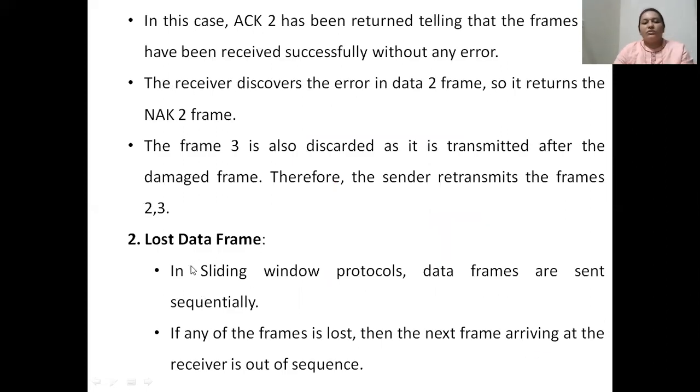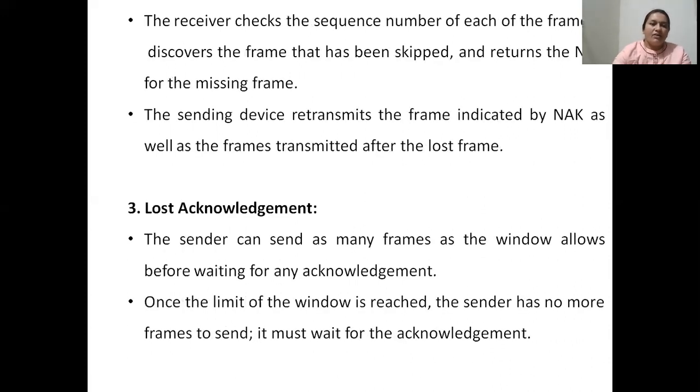The retransmission can also occur in case of a lost data frame. Lost data frame means the data frame was lost in the transmission without reaching the receiver. In sliding window protocols, data frames are sent sequentially, one after the other. If any frame is lost, then the next frame arriving at the receiver will naturally be out of sequence. Say 4 frames were sent, out of which frame 2 was missed. Naturally, the sequence will not be correct.